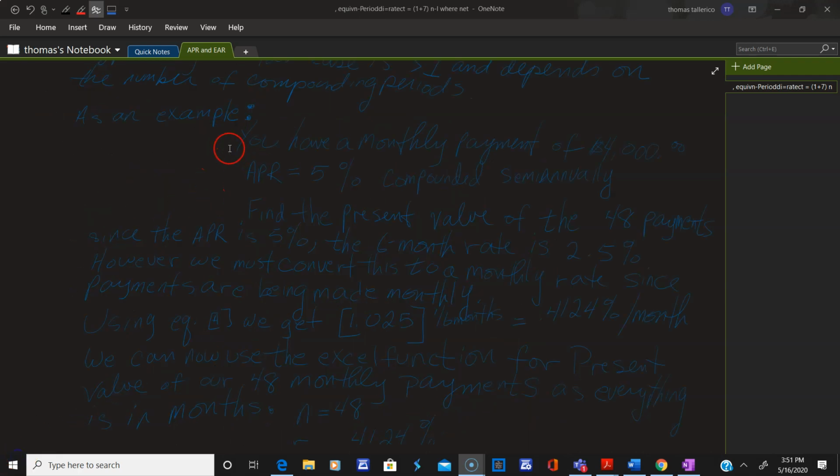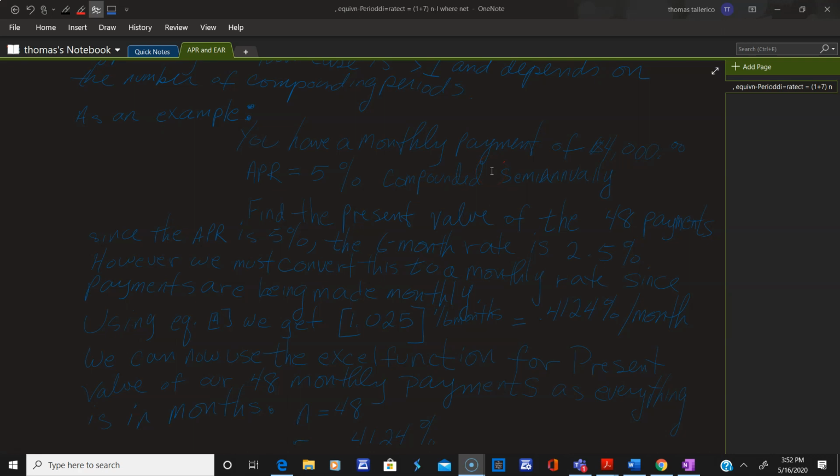All right, so just to show you an example here, you have a monthly payment of $4,000. Let's say you're paying a loan and the payment is $4,000 a month, right? Now, this is important. You see, I say monthly here, right? And you're told the APR the bank is charging you is 5%, okay? Compounded semi-annually, right? So whatever you owe, they're going to compound it semi-annually.